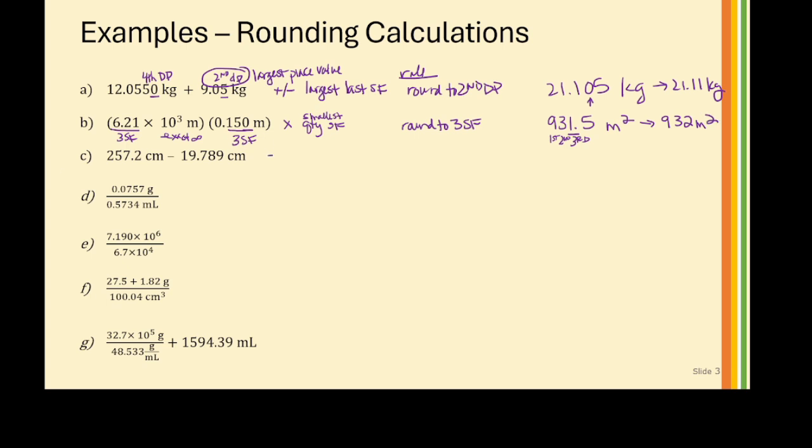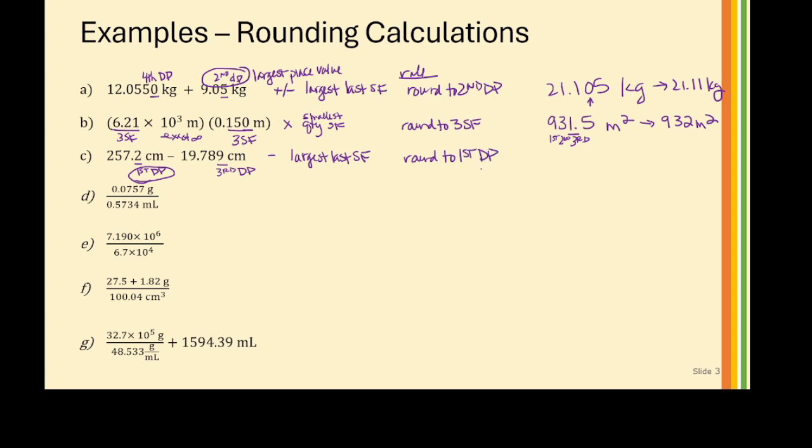Here I have minus, so I'm going to go with the largest last sig fig. Okay, so this one is here. These are nice. So this one has one first decimal place. This is good to the third decimal place. So this one is larger. So we're going to round to first decimal place.